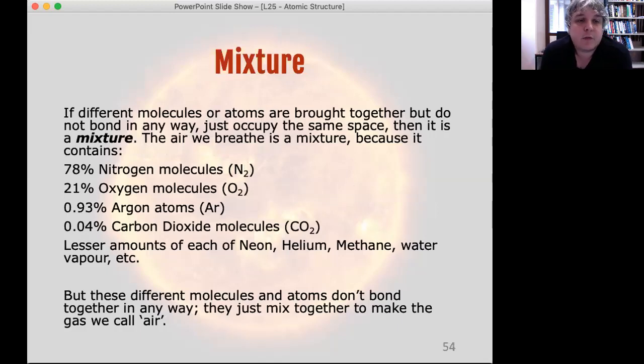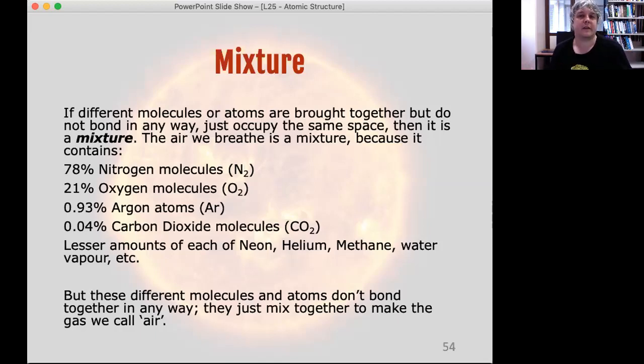If different molecules or atoms are brought together but do not bond in any way, they just occupy the same space, you've mixed them all up, then we call it a mixture. The air we breathe is a mixture because it contains 78% nitrogen molecules, 21% oxygen molecules, 0.93% argon atoms, 0.04% carbon dioxide molecules, and even smaller amounts of neon, helium, methane, water vapor, etc. There's a whole bunch of different stuff. They're all in the air.